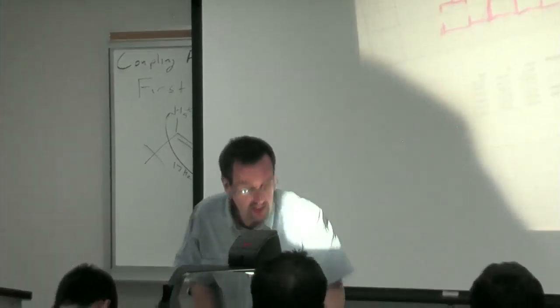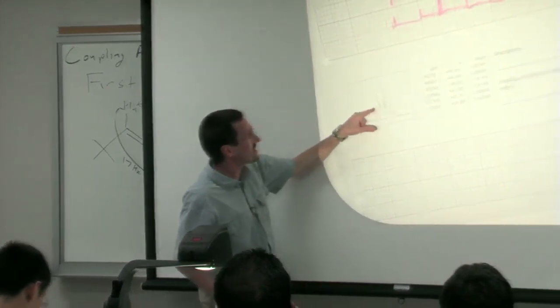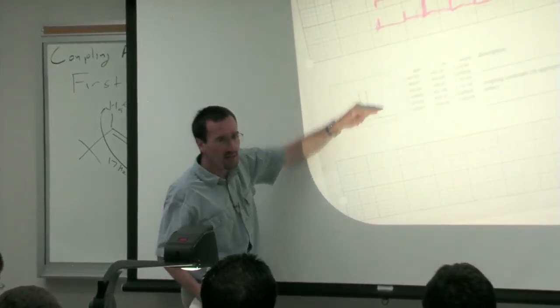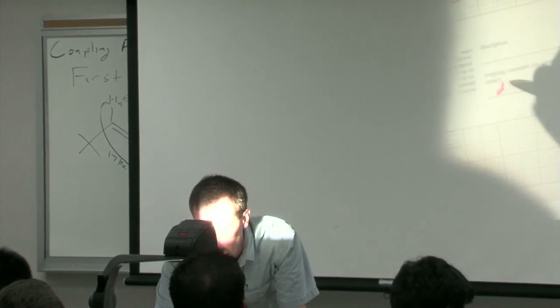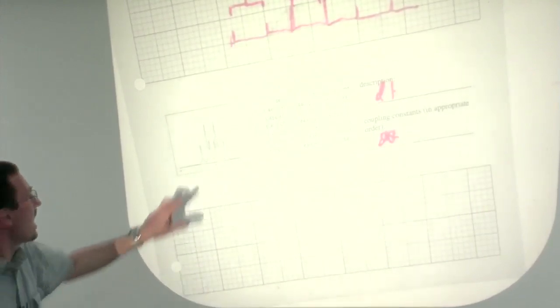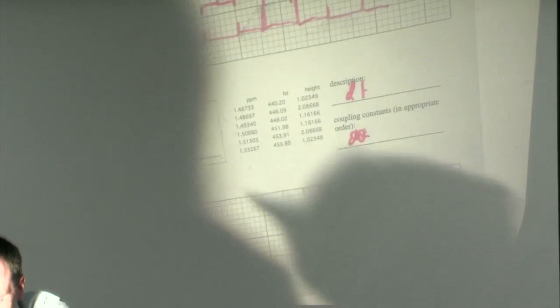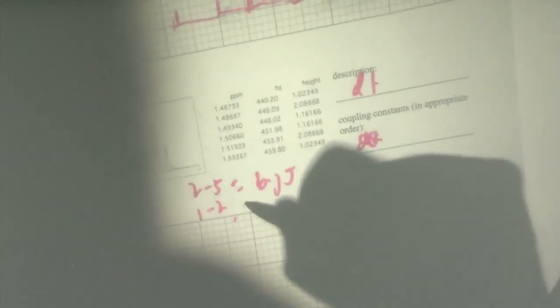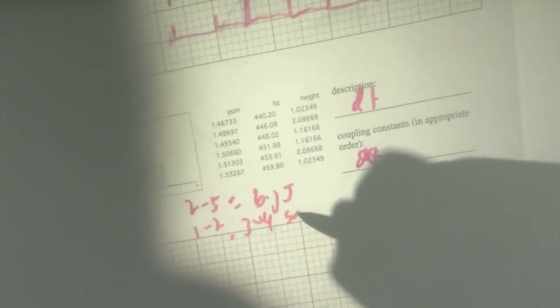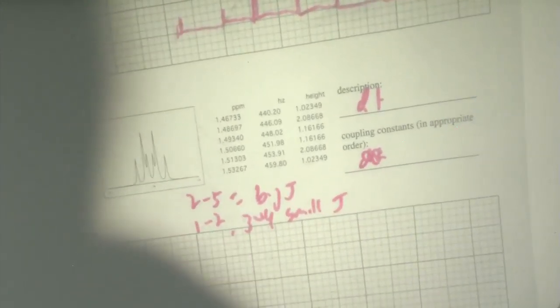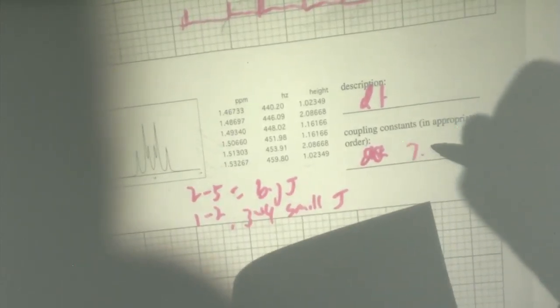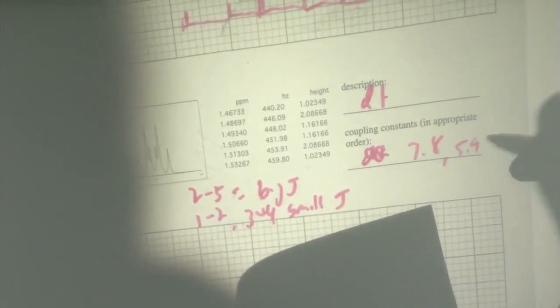Now, I want to show you two other things. This one here, can anybody name it real quickly? Do you see the pattern? It's a doublet of triplets. It's a pair of triplets. And if you take this line to this line, 2 to 5 is your big J. 1 to 2 and 3 to 4 is your small J. And that'll give you the name of it. This one happens to be 7.8 and 5.9 hertz.